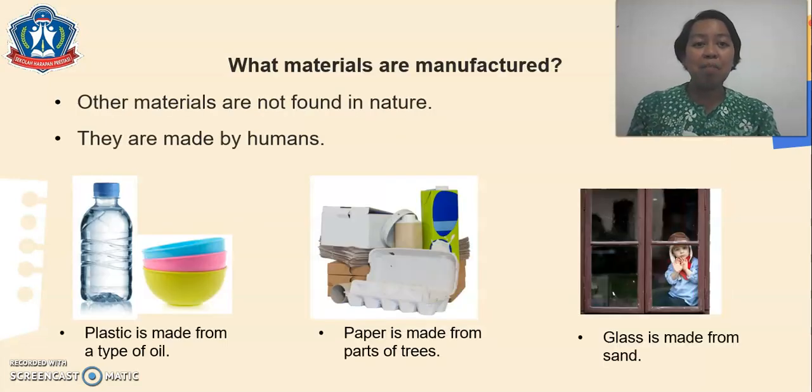What materials are manufactured? Other materials are not found in nature. They are made by humans. Plastic is made from a type of oil. Paper is made from parts of trees. And glass is made from sand.